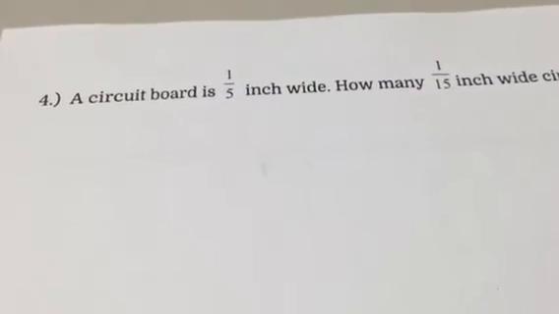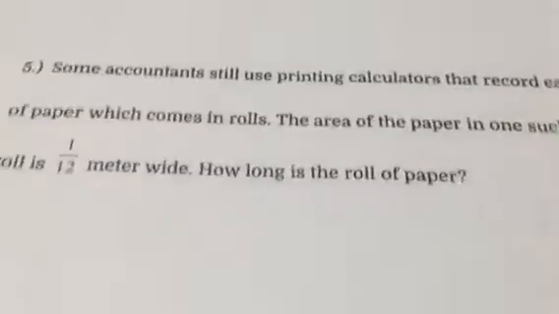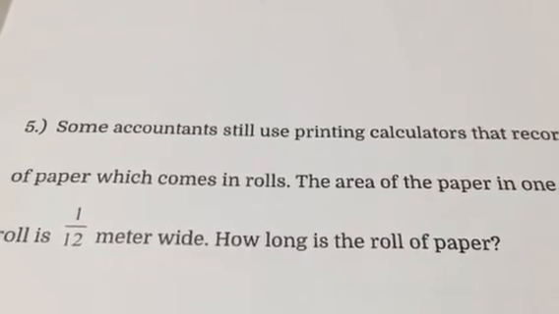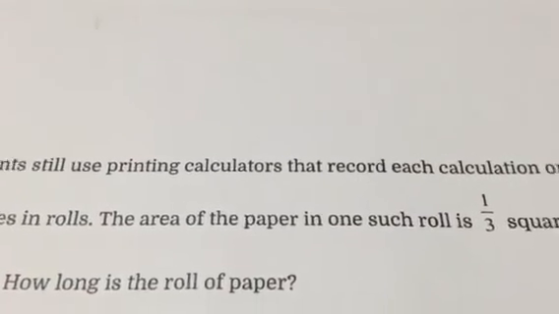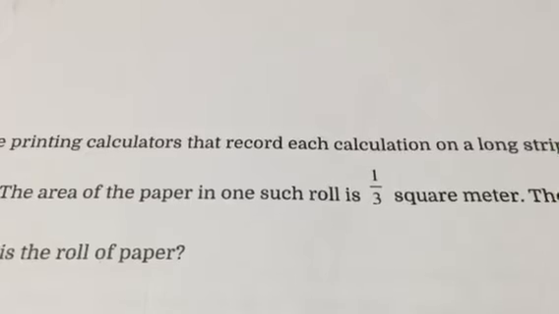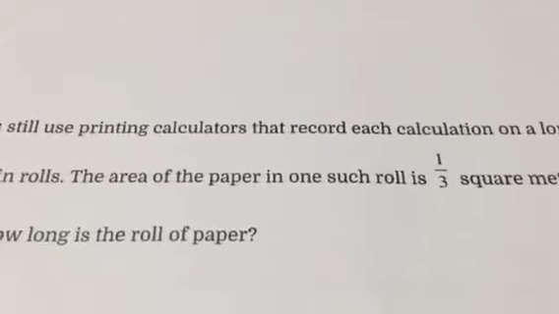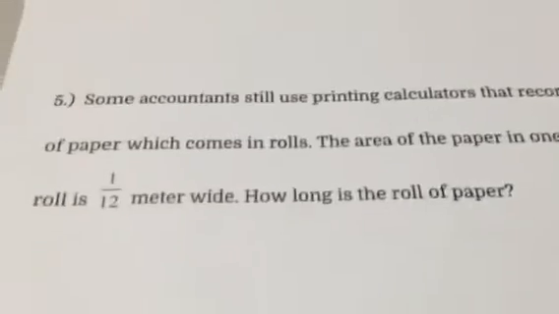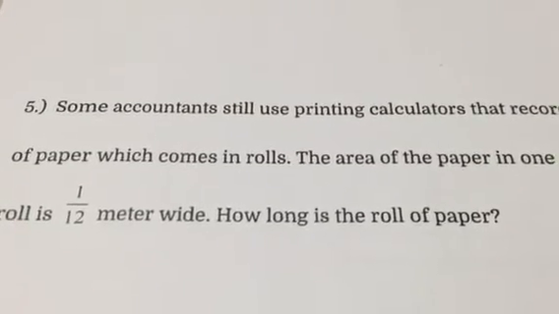Let's flip to number 5. All right, number 5 says, some accountants still use printing calculators that record each calculation on a long strip of paper, which comes in rolls. The area of the paper in one such roll is 1/3 square meter. The roll is 1/2 meter wide. So how long is the roll of paper?